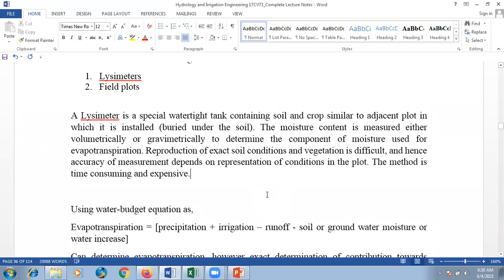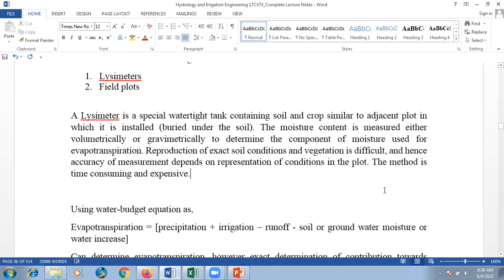But we do have a problem. The exact simulation of the conditions as in the field is almost impossible in case of a lysimeter. So because of which, whatever results we get out of the lysimeter have to be corrected before using them for other purposes. Hence, accuracy would suffer in this particular case. Therefore, what is the next alternative? If lysimeter doesn't provide the required accuracy, what is the next choice?